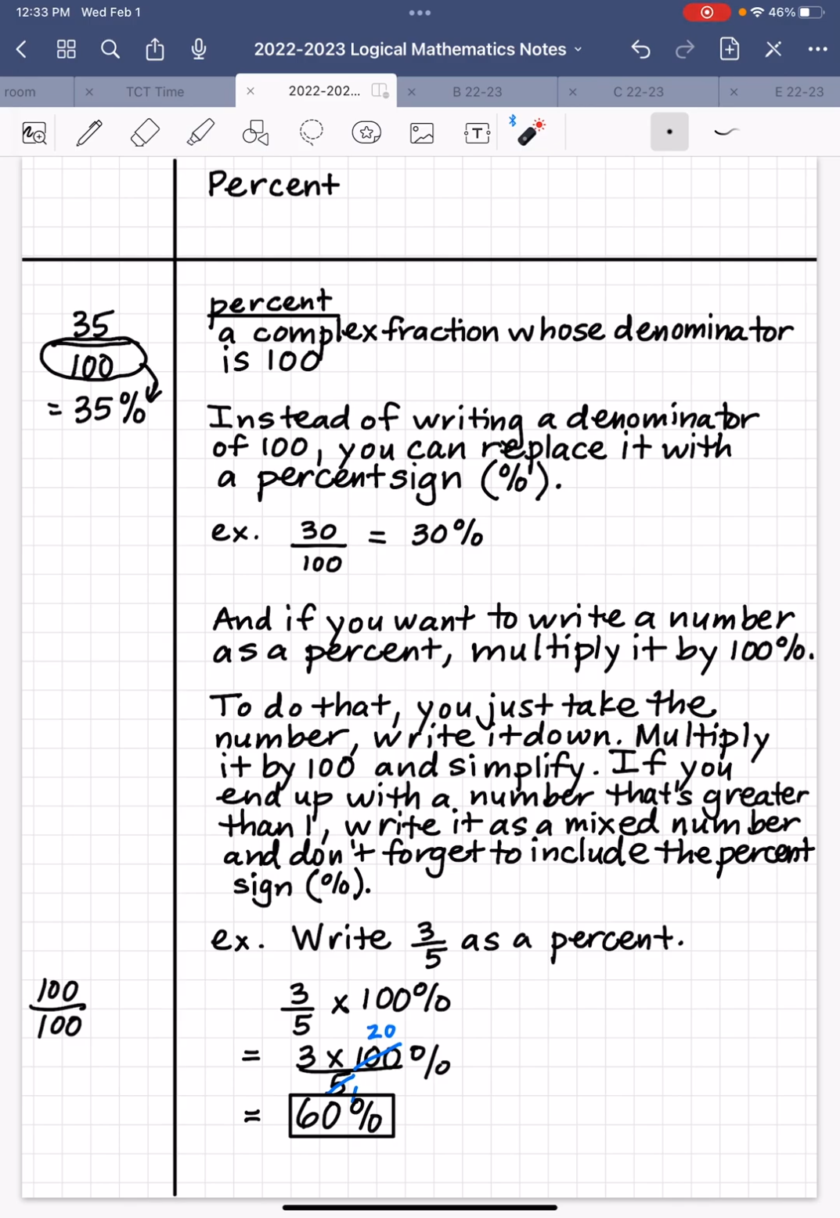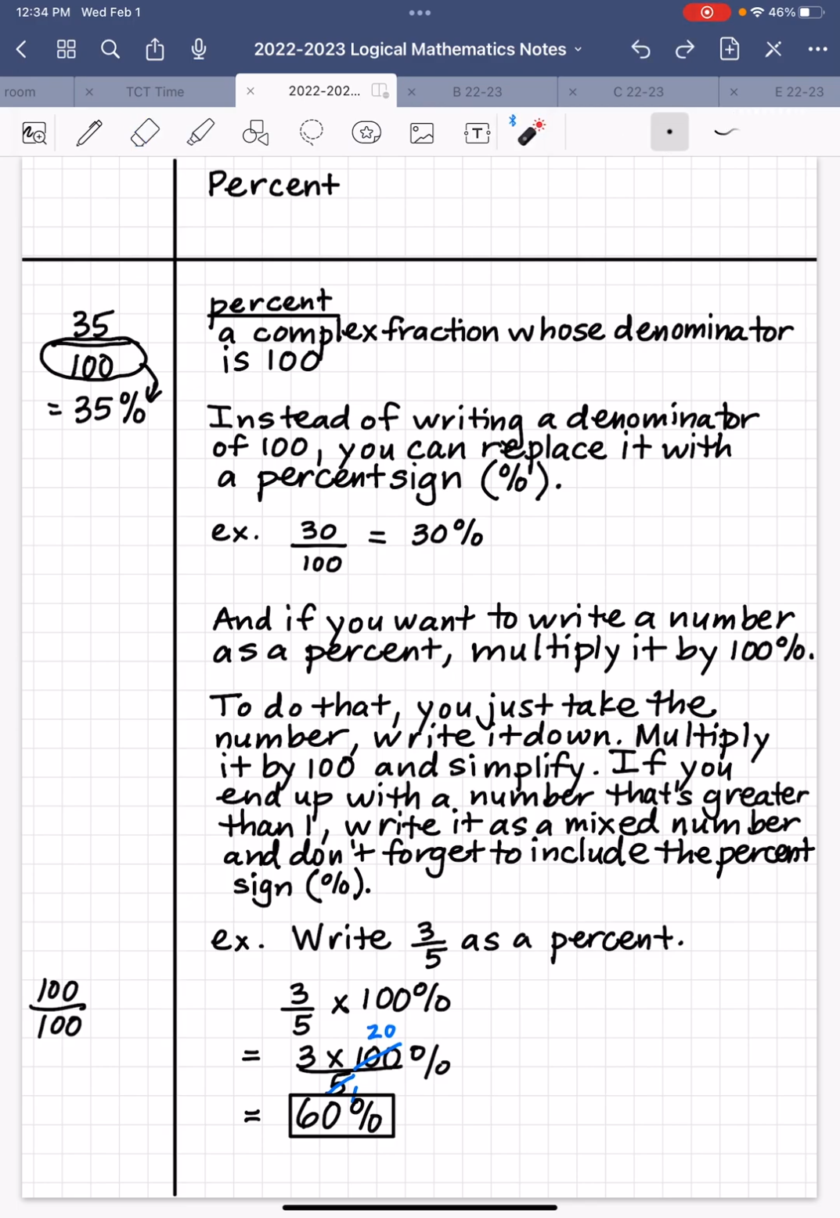Percents are a complex fraction whose denominator is 100. Instead of writing a denominator of 100, you can replace it with a percent sign. You can replace it with a percent sign. And if you want to write a number as a percent, multiply it by 100%. And to do that, you just take the number, write it down, multiply it by 100 and simplify. If you end up with a mixed number that's greater than 1, write it as a mixed number, and don't forget to include the percent sign.